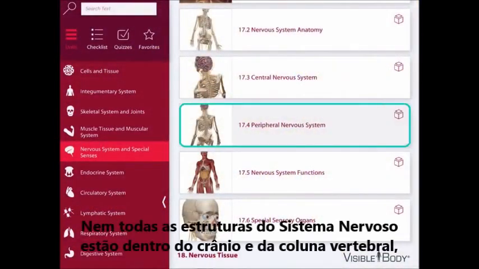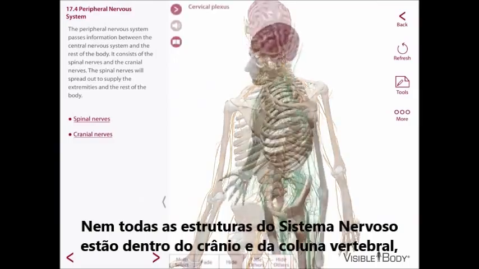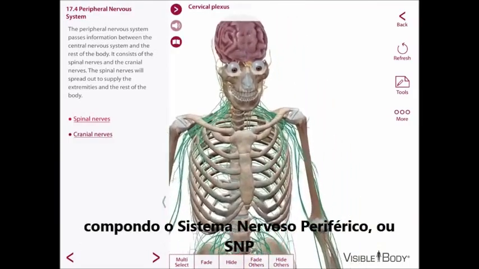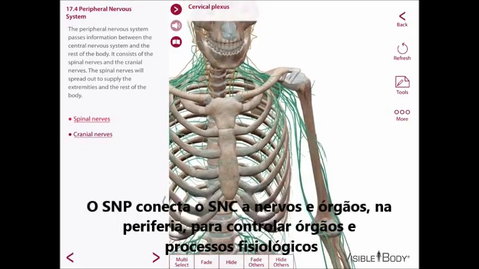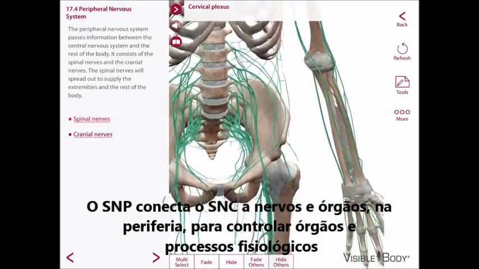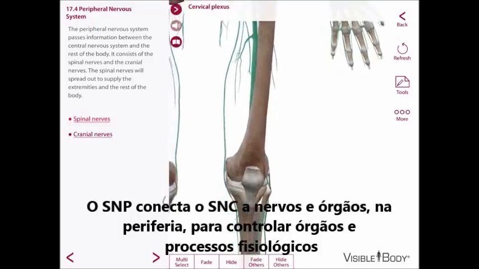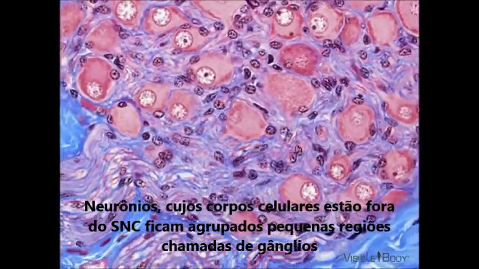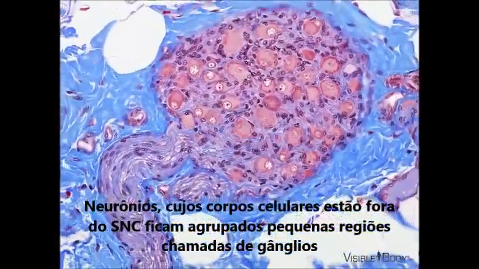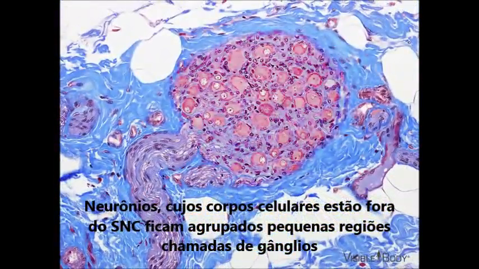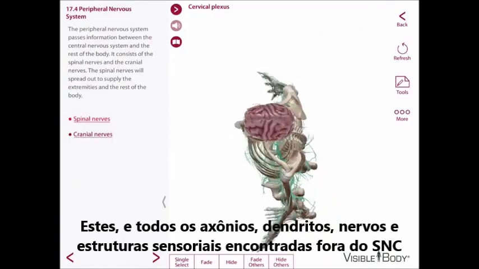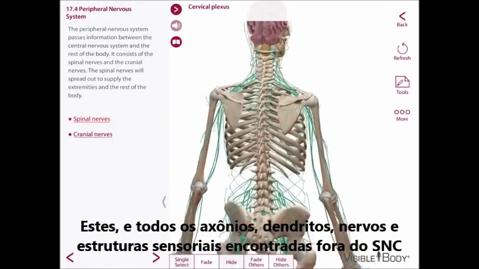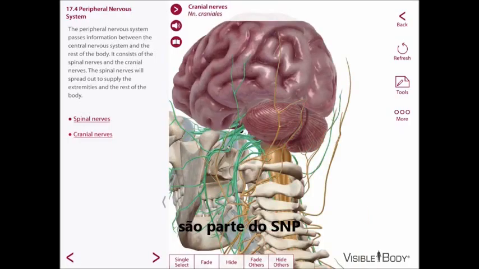All of the nervous system structures that are not inside the skull and vertebral column make up the peripheral nervous system, or PNS. The PNS connects the CNS to limbs and organs, the periphery, to control organs and physiological processes. Neurons whose cell bodies lie outside the CNS are grouped into small clusters of cell bodies called ganglia. These and all of the axons, dendrites, nerves, and sensory structures found outside the CNS are part of the PNS.